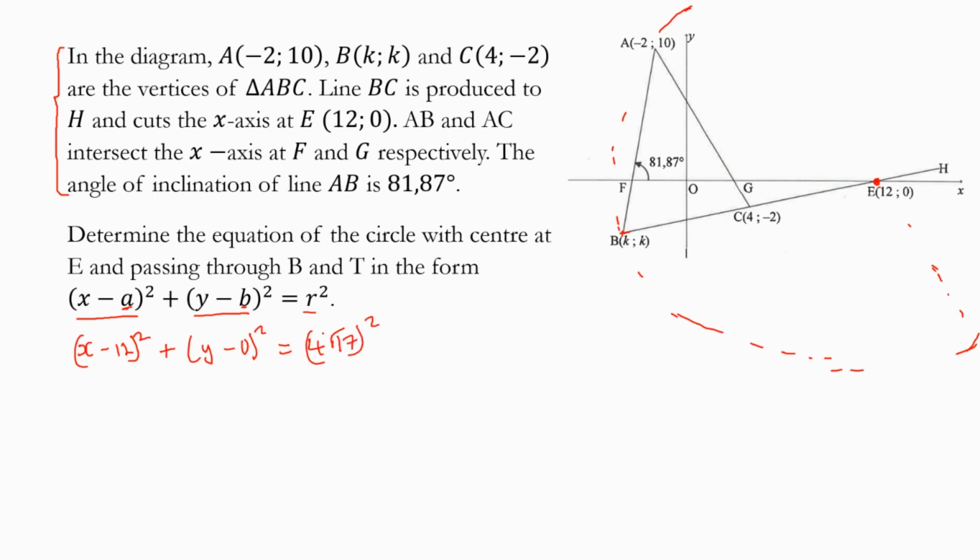Okay. Right. And then done. That's what it's supposed to do. So we can simplify this. It becomes (x minus 12) squared plus y squared is equal to (4 root 17) squared. Okay, that's what it's supposed to do there.